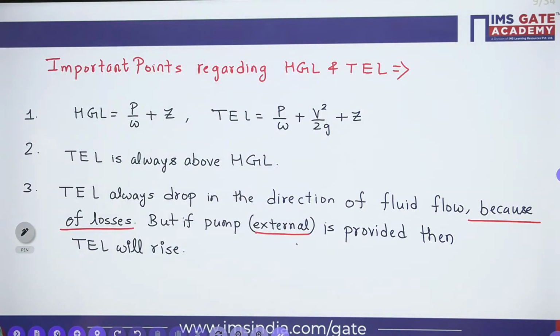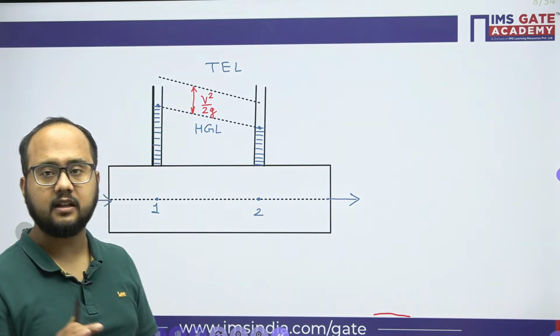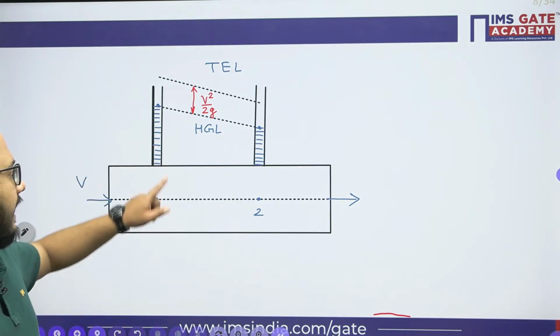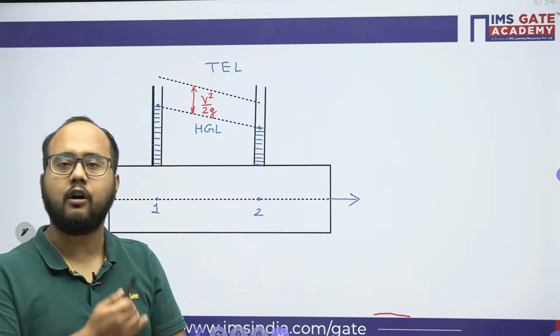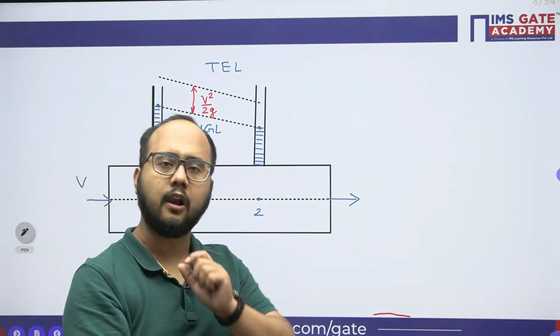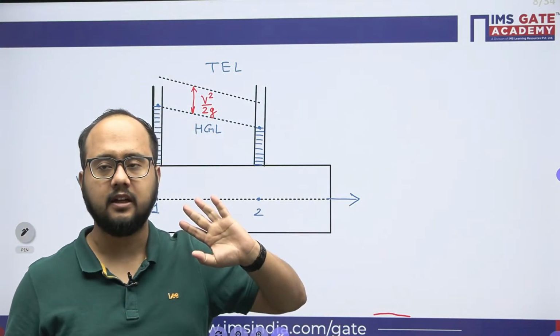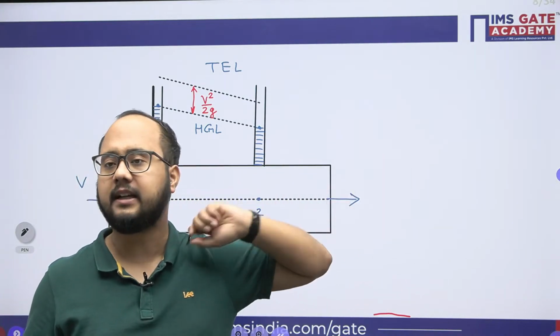Now, one more time, I will just remind you regarding the details we have discussed about HGL and TL. HGL is the line which consists of all the piezometric heads. So if you plot the piezometric head along the length of the pipe, you will get the HGL. And if you plot all the total energy heads along the length of the pipe, you will get TL.